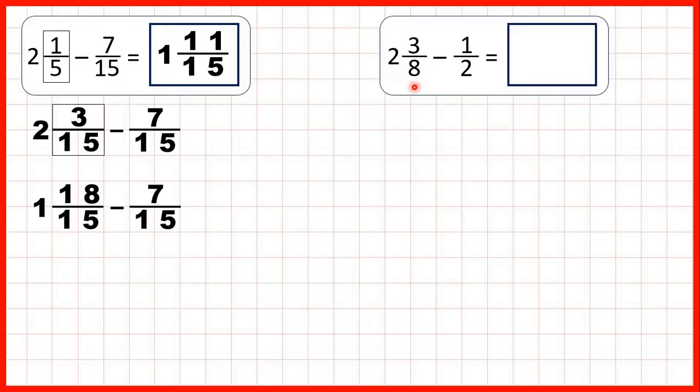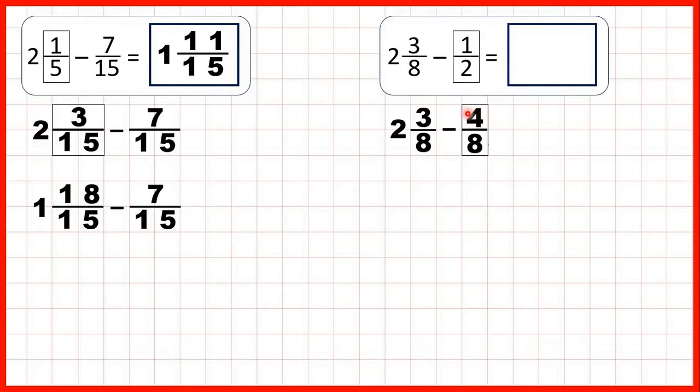Now 2 and 3/8 minus 1/2. Again, we know that to subtract fractions, we need the denominators to be the same. Now 8 is in the 2 times table, so we can find a fraction equivalent to 1/2 with a denominator of 8. So this time the 2 and 3/8 stays the same, but instead of subtracting 1/2, we can subtract 4/8. That's equivalent because 2 times 4 is 8 and 1 times 4 is 4.